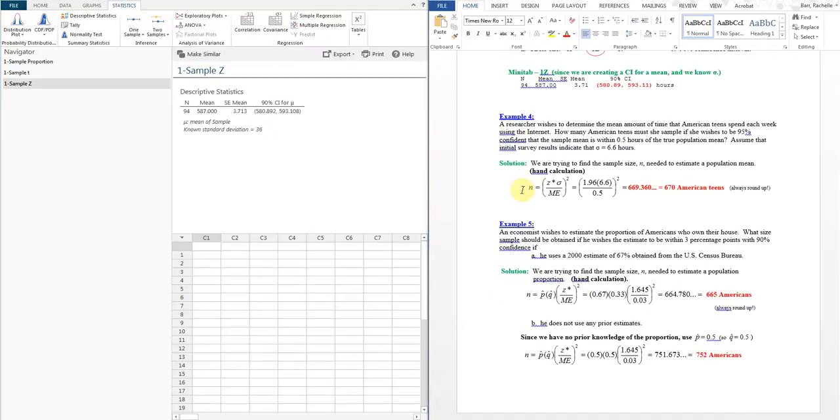Okay, let's research some things. A researcher wishes to determine the mean amount of time the American teens spend each week using the internet. How many American teens must she sample? She wishes to be 95% confident that the sample mean is within 0.5 hours of the true mean. Assume the initial survey indicates that there was actually a sample standard deviation of 6.6 hours.